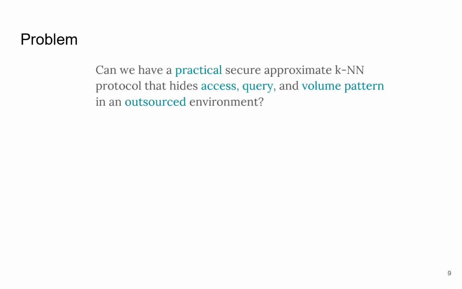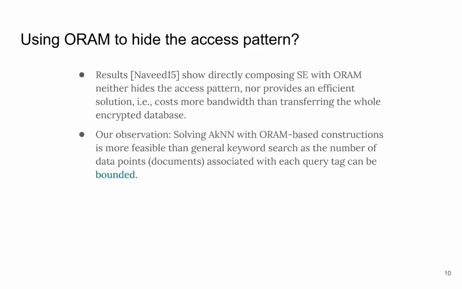Can we have a practical secure approximate KNN protocol that hides access, query, and volume pattern in an outsourced environment? Because we are dealing with hiding the access pattern, and it's well known that oblivious RAM hides that, can we use ORAM in a straightforward manner? The bad news is that a work in 2015 showed that if some of the keywords match all the documents, then it leads to inefficiency. Namely, for a single keyword search, it costs more bandwidth than transferring the whole encrypted database.